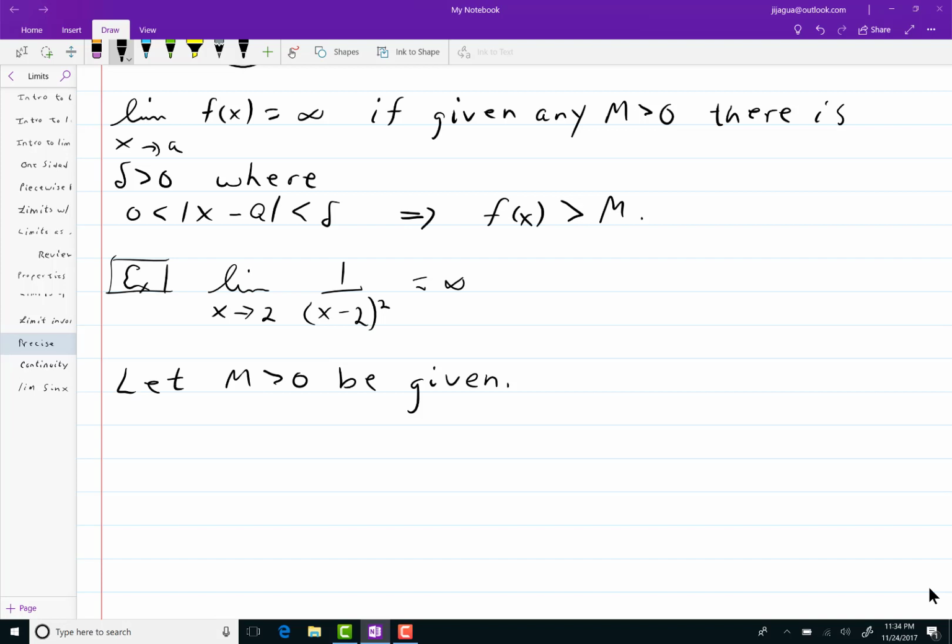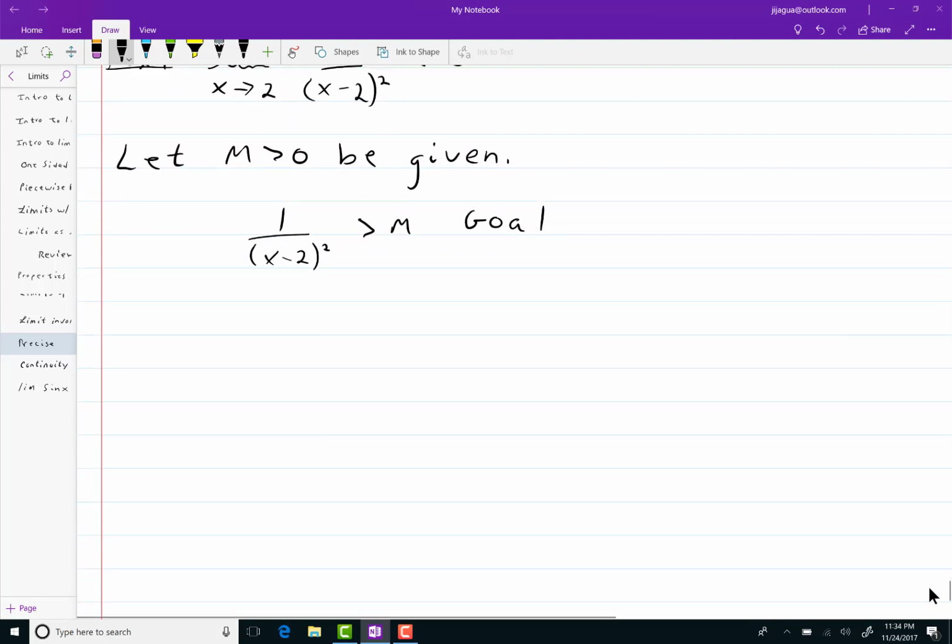So what we'd be looking at then, this is my f of x, which is 1 over (x minus 2) squared. I need to somehow make it so that 1 over (x minus 2) squared ends up being greater than M. I need to make that happen somehow. This is my goal. So what I'll do, I'll put a box around it so that it's not part of my proof. It's just something I need to find.